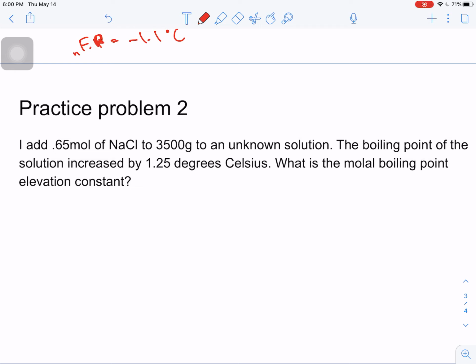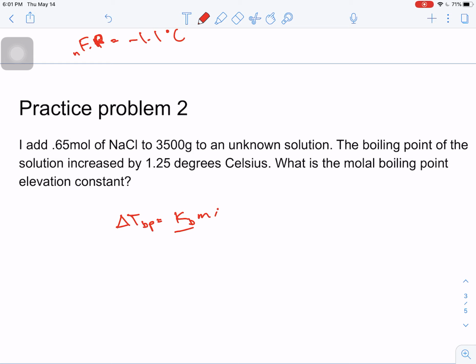Okay, so boiling point. So I know what I'm trying to find here. I know what formula I'm using, the one with the boiling points. What is the molar boiling point elevation constant? This time we are looking for our Kb value. That is our constant. We're looking for the boiling point elevation constant. So I have to just make sure I have all the other variables here.